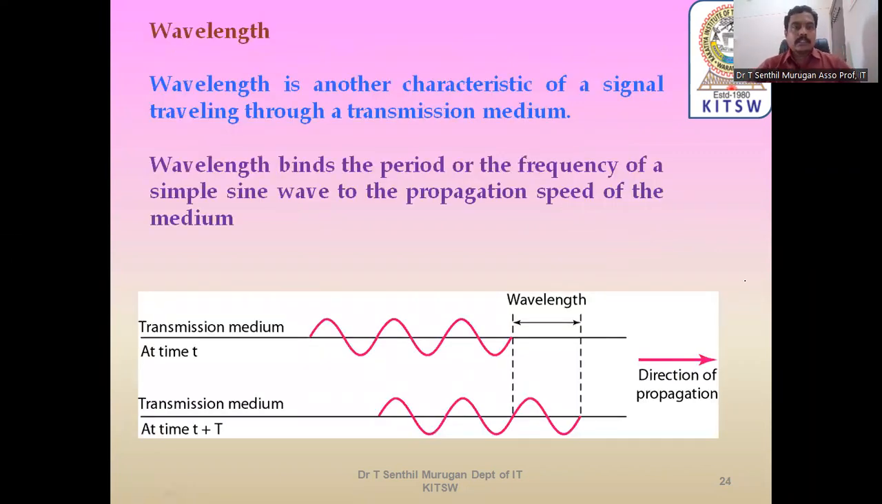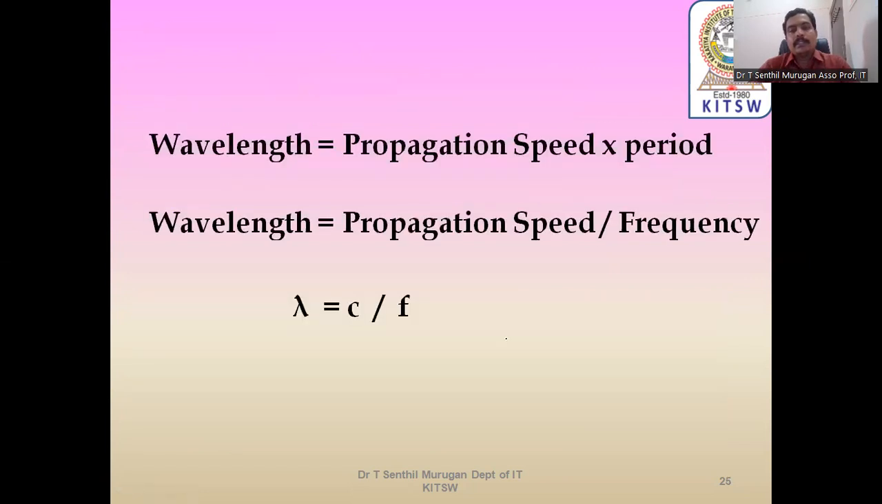Now we are going to discuss wavelength. Wavelength is another characteristic of a signal traveling through the transmission medium. So what is the wavelength? Wavelength binds the period or frequency of a simple sine wave to the propagation speed of the medium. See this diagram. This is the transmission medium at time t, and here at time t plus T. How much distance does the wave travel in the direction of propagation in that time? That length is the wavelength of the signal.